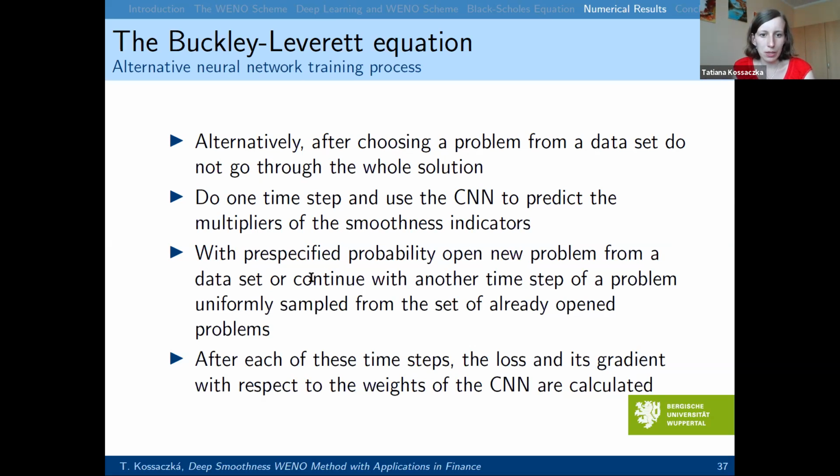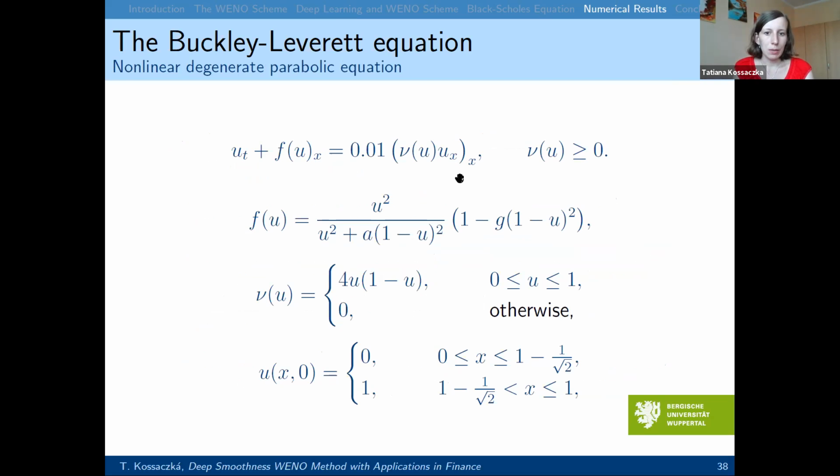And then with pre-specified probability, we opened a new problem from a dataset, or we continued with another time step of a problem uniformly sampled from the set of already opened problems. So this actually mixed the problems, and it's just another approach, but the results are very, very similar. But this training procedure is even more effective, and we applied it to this example.